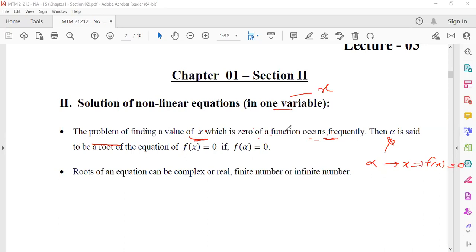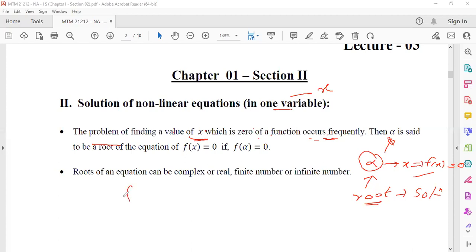That's what it says. The problem of finding the value of x which is 0 of a function occurs most of the time frequently. Then that value alpha is said to be a root. I hope you have heard this word as well. Root of the equation means the solution. Root or solution of the equation f(x) equals 0.